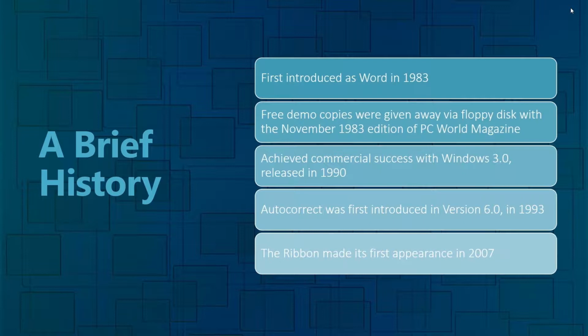It's kind of cool that the first free demo copies were given away via floppy disk, the big, square, thin floppies, not the small, firm ones, but the old 5-inch floppies. They gave them away at the November 1983 edition of PC World magazine, and that was one of the first times that free software was ever given away that way.